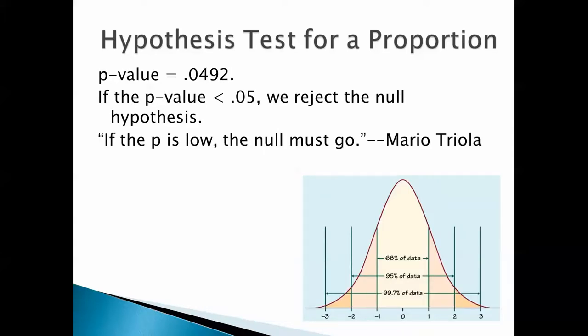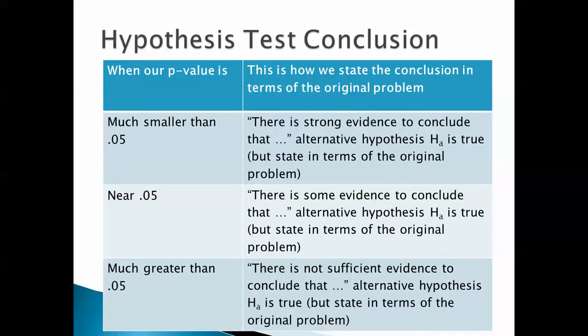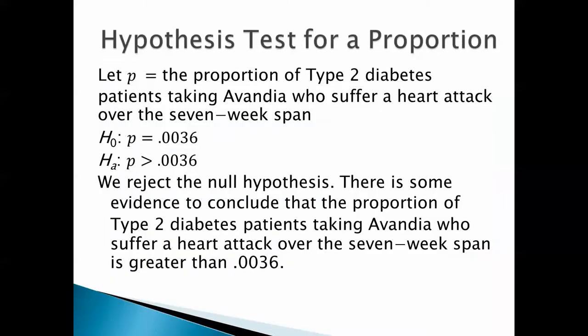So p is 0.0492. If the p-value is less than 0.05, we reject the null hypothesis in general. If the p is low, the null must go. So there's how we define p. There's our null and alternative hypotheses. We reject that null hypothesis. So here's the way we state our hypothesis test conclusion. Again, if it's less than 0.05, our chosen level of alpha, we say there's some evidence to conclude that the alternative hypothesis is true. But we state it in terms of the original problem.